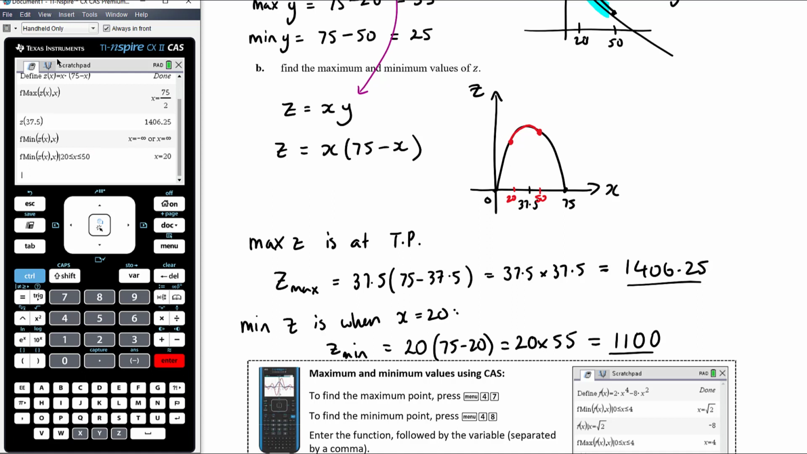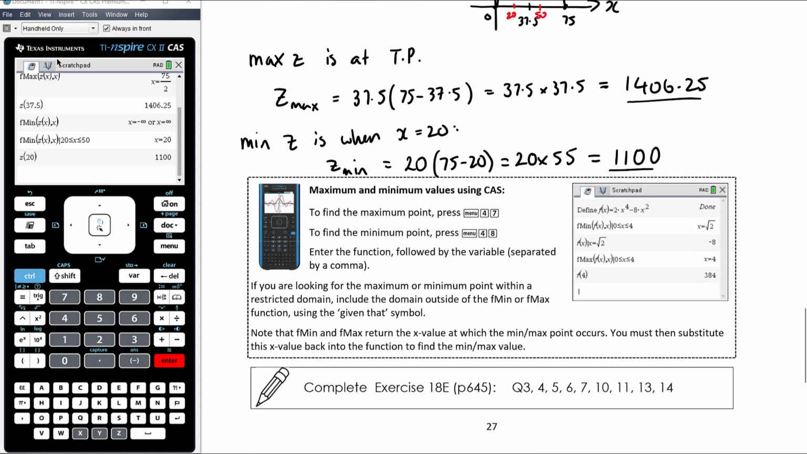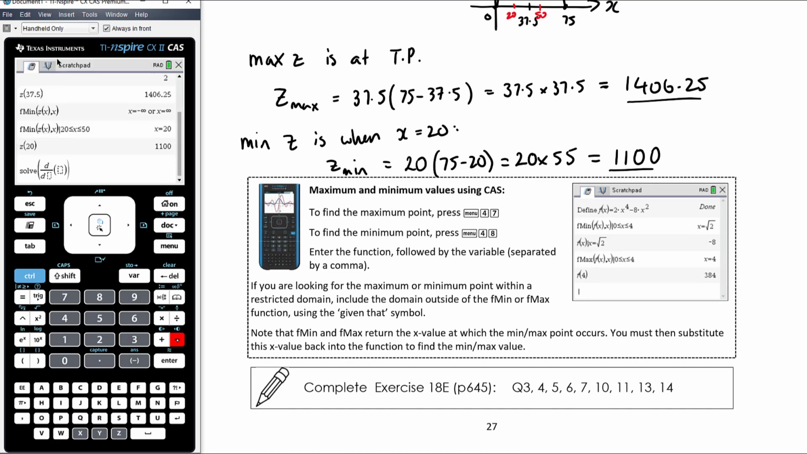So if the function is not as simple, or I haven't sketched it and I'm not sure which endpoint the minimum might be at, or whether it might be at a turning point, it'll tell me the minimum's at 20, and therefore I just need to sub 20 into my function to get my minimum value. So maximum, minimum, obviously derivative also useful. So you could solve your derivative, again, if it's not a quadratic, derivative of z of x equals 0 for x. I mean, you can solve it for a quadratic, but it's a bit trivial. It'll tell you your turning point is at 37.5. Sub that back in, etc. But function min and function max can also be a useful tool to have in your tool belt when solving max min problems.